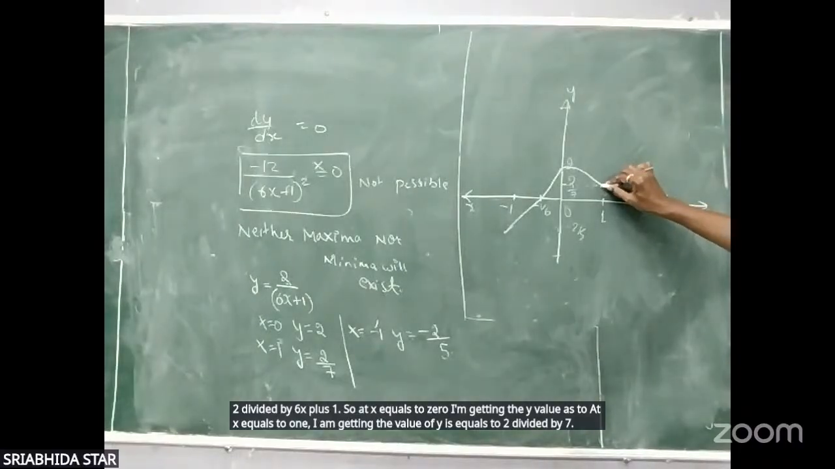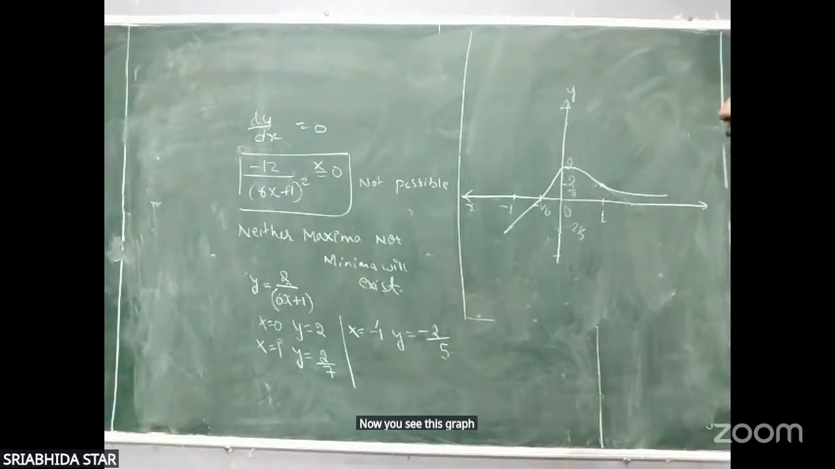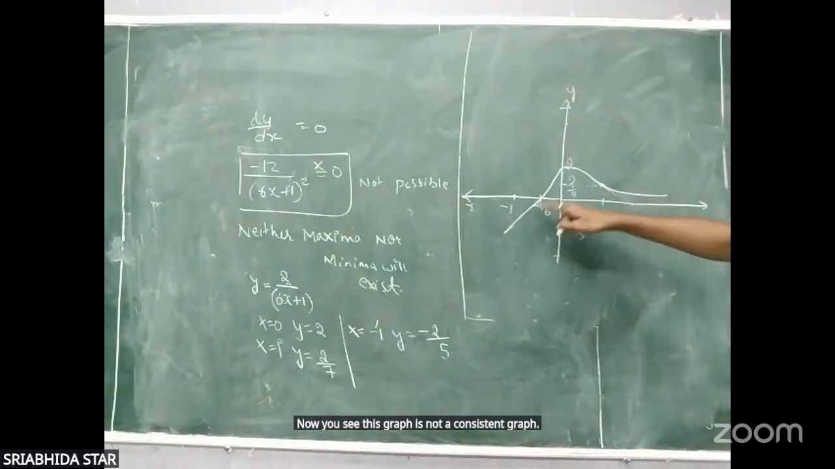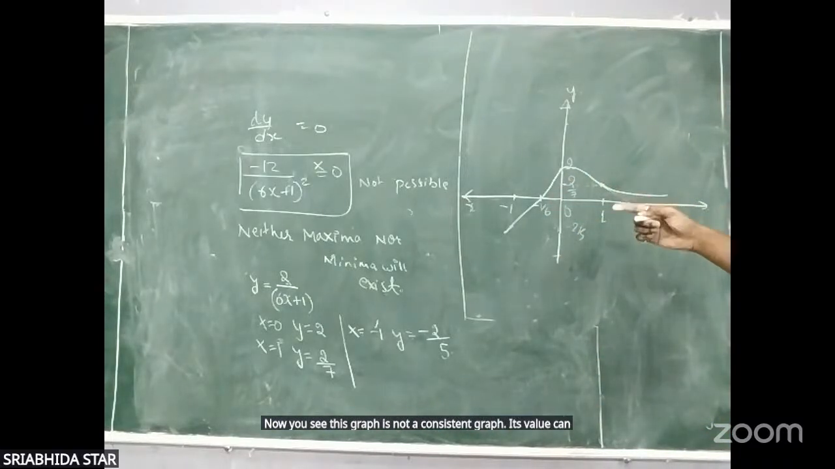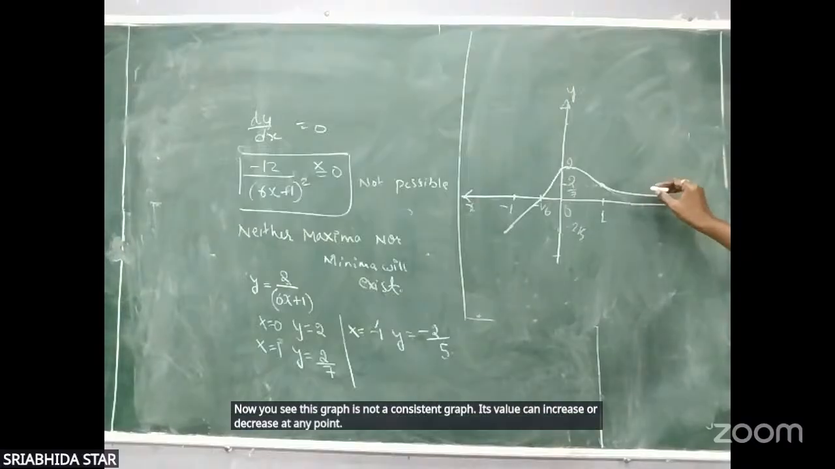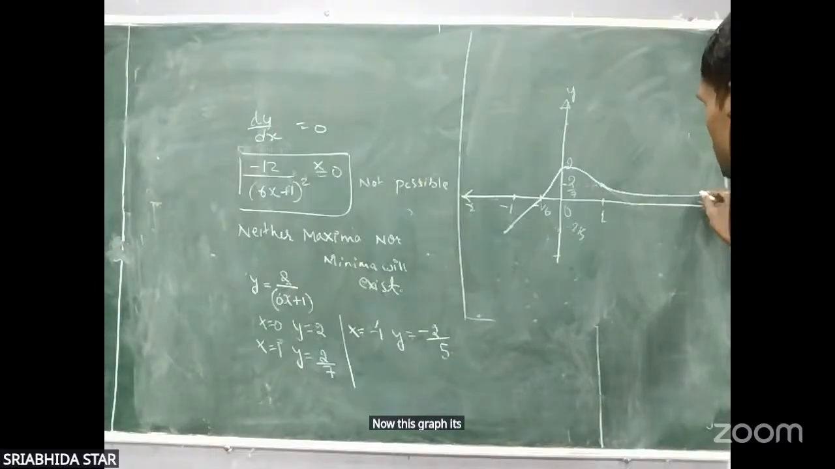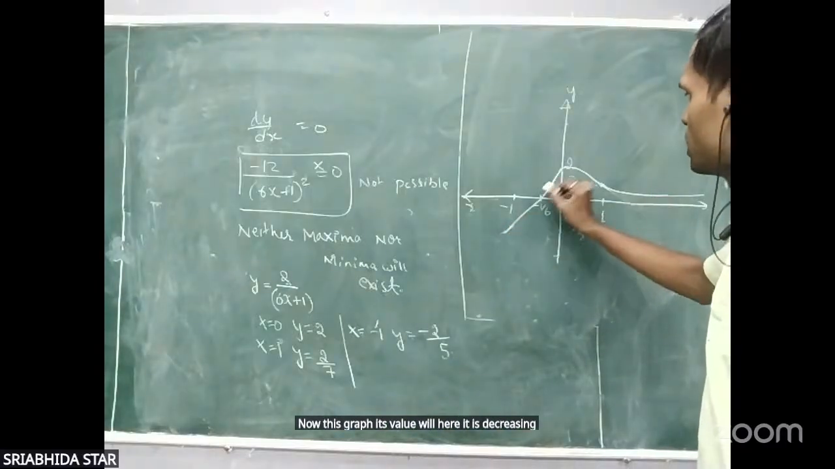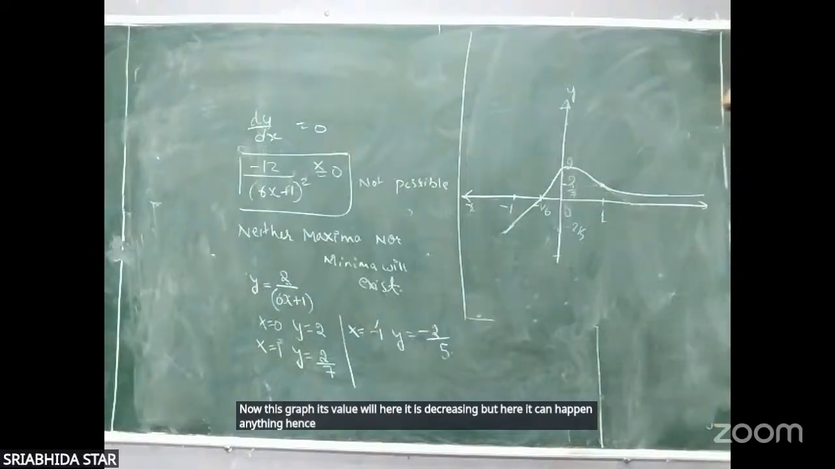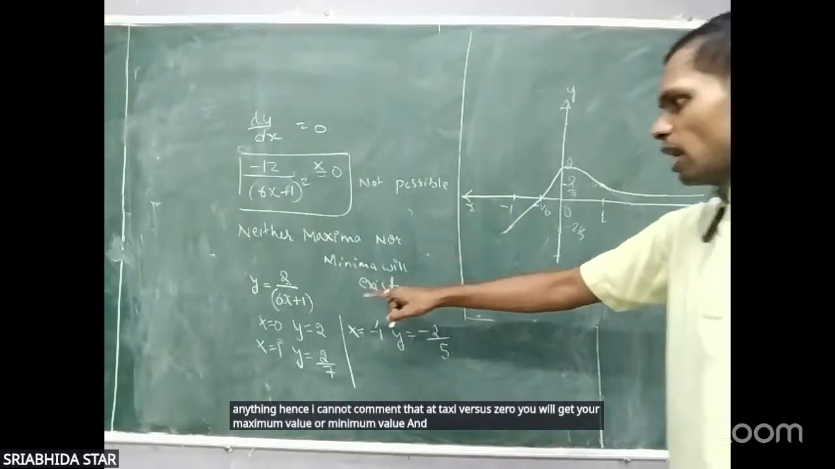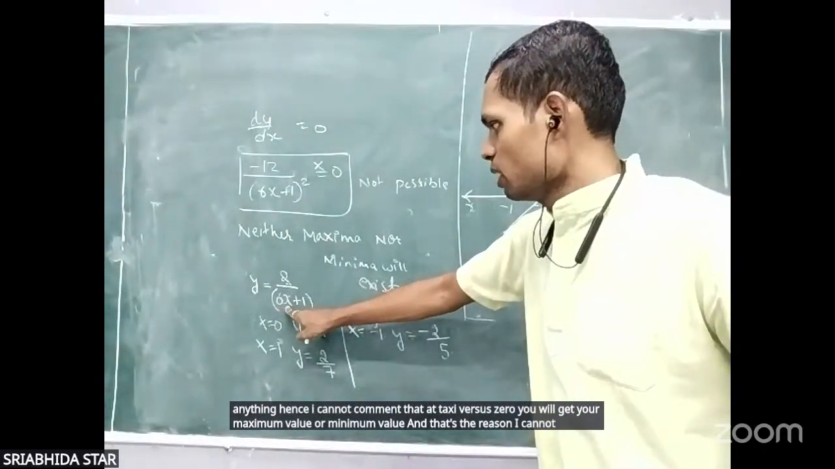Now you see, this graph is not a consistent graph. Its value can increase or decrease at any point. Here it is decreasing, but here anything can happen. Hence, I cannot comment that at x equals to 0 you will get your maxima value or minima value. That's the reason I cannot comment. It is depending on the value of x.